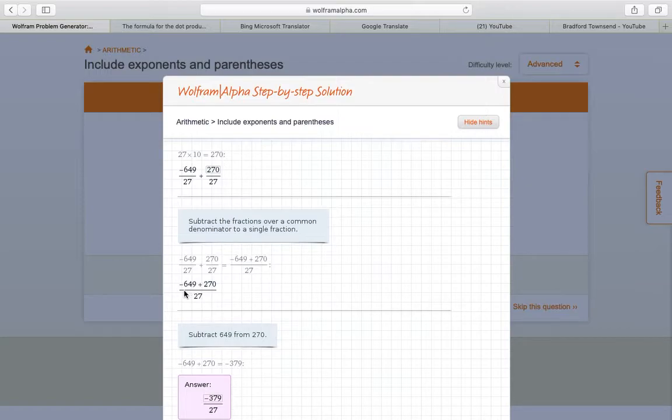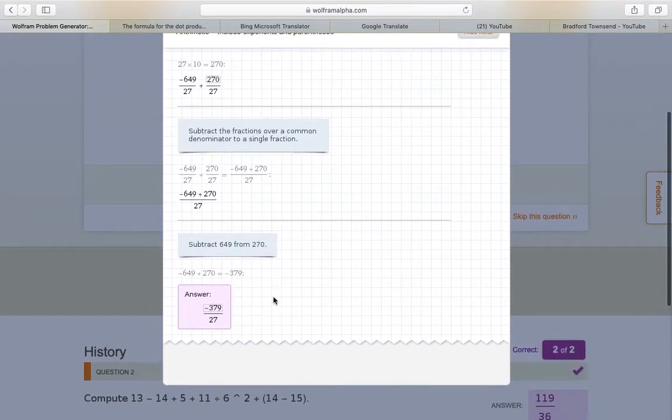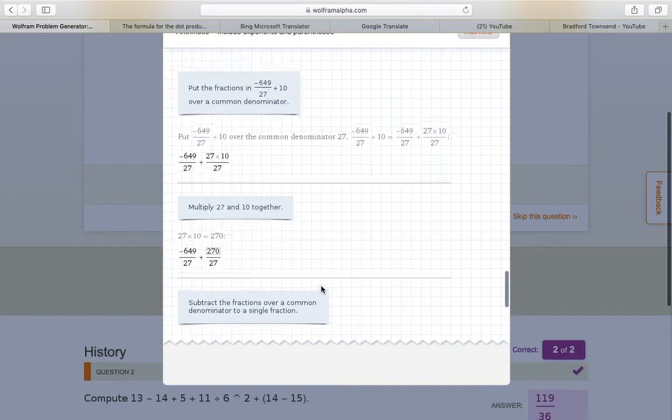And then, so this is going to be a smaller or less negative number. Okay? And then that's the solution. Negative 374 over 27. Alrighty?